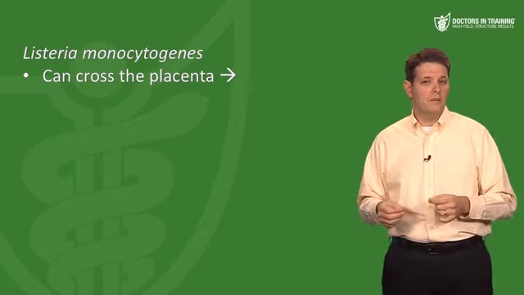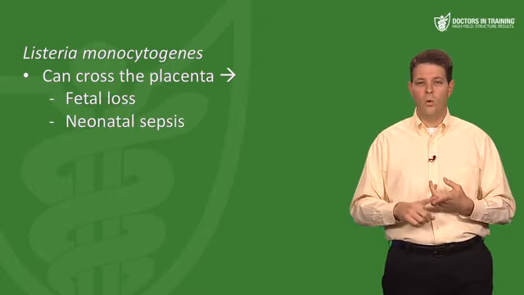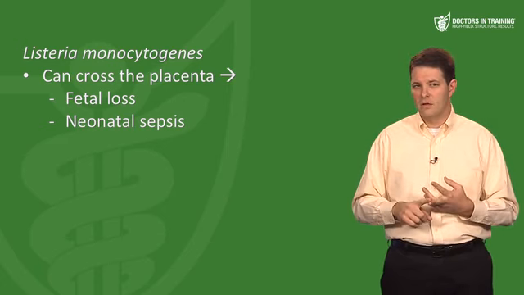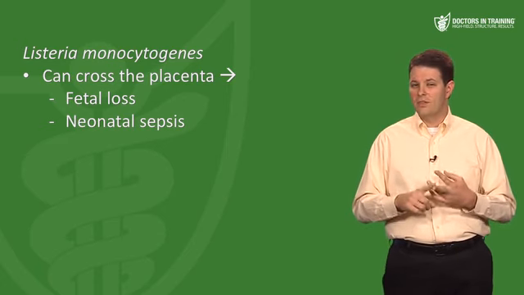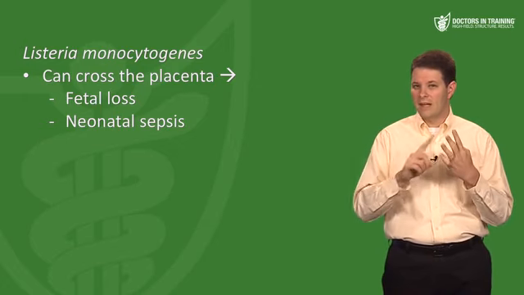Now, if a pregnant woman is infected, the bacteria can cross the placenta, resulting in fetal loss or neonatal sepsis. So you remember the three major organisms associated with neonatal sepsis? Group B strep, E. coli, and Listeria.